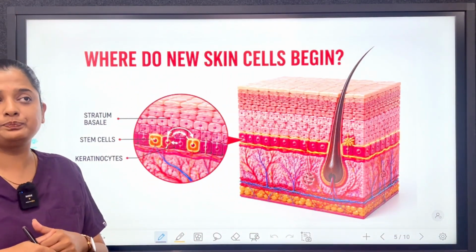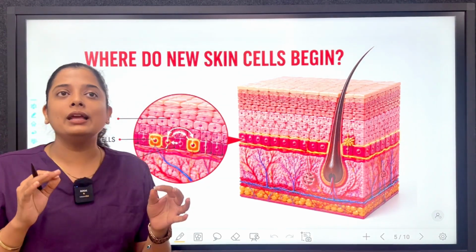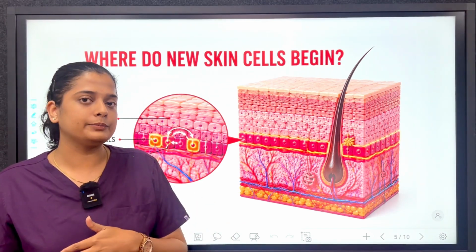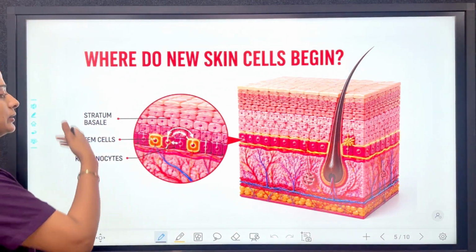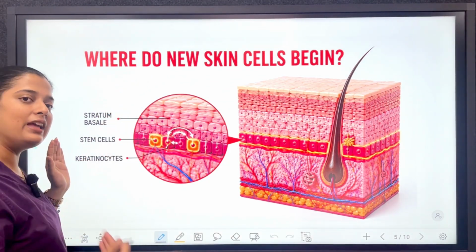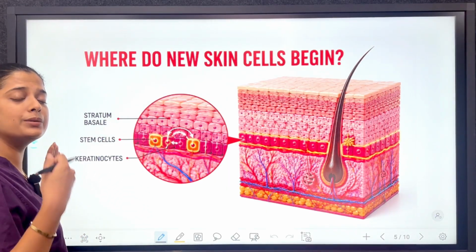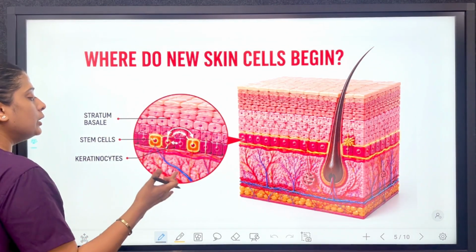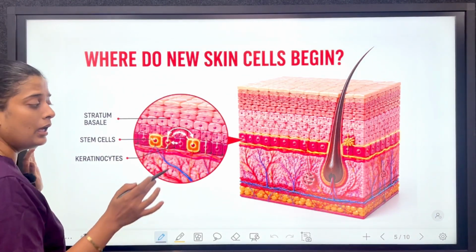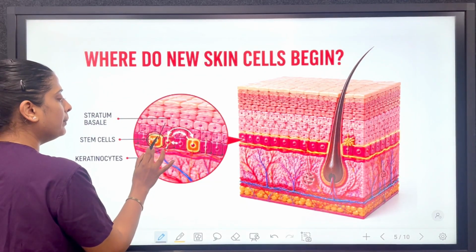Why is it important? To actually understand this, we need to first understand where it begins and where it ends. When we are talking about the skin cells, we talked about the epidermis layer. In the epidermis layer, there are 5 layers: corneum, then we have lucidum, spinosum, granulosum, and the basal cell layer. Now, this basal cell layer, can you see it over here? It also has stem cells and keratinocytes. What happens? The divisions occur over here and they multiply.